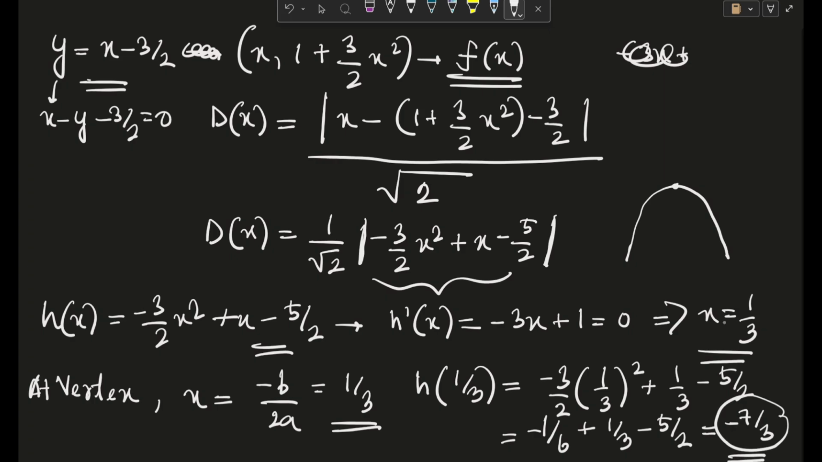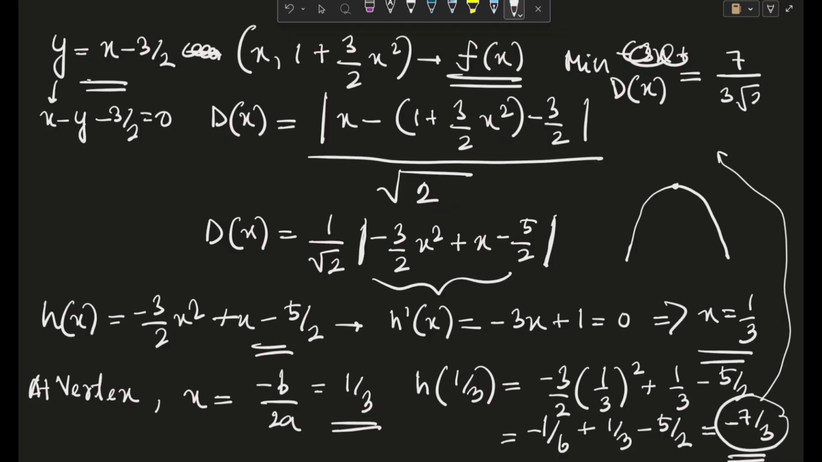Okay, so I'm not taking another page. We can write it here only. So if we go and find our d of x right now, which is our minimum distance, our value we need, that comes out to be equal to modulus of minus 7 by 3, so plus 7 by 3 by root 2. So 7 by 3 root 2. This is our answer. And I will match the option. I guess it is option number C. Okay, this is our answer.